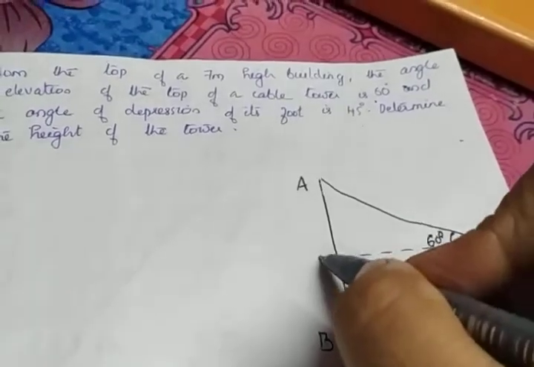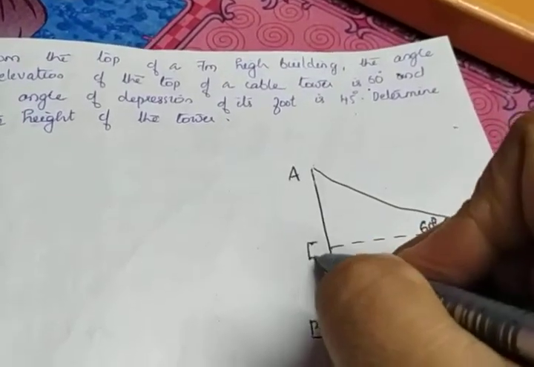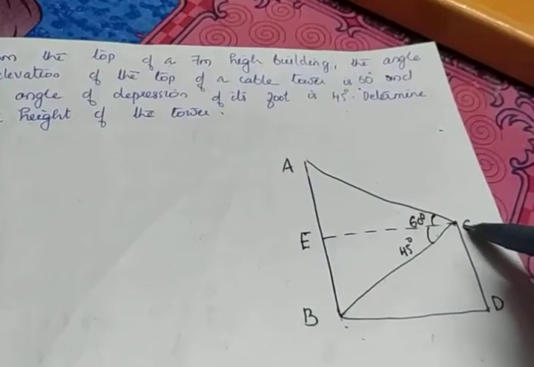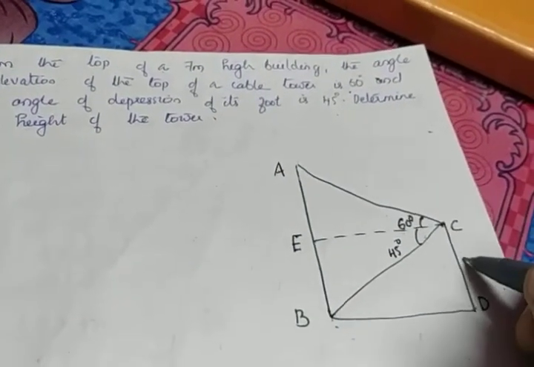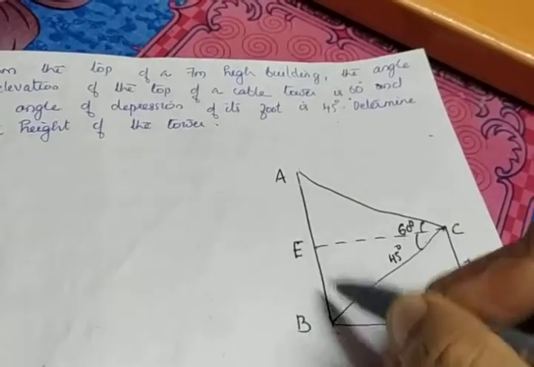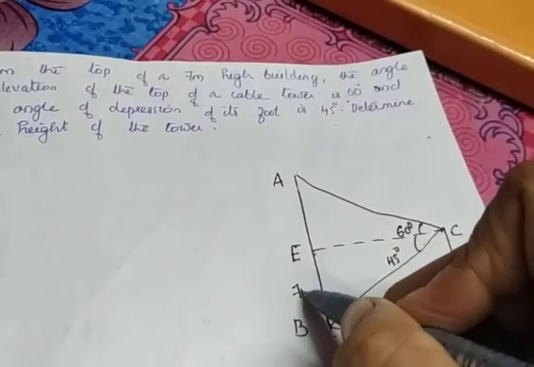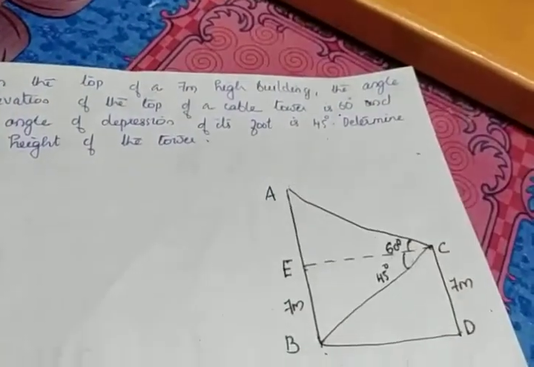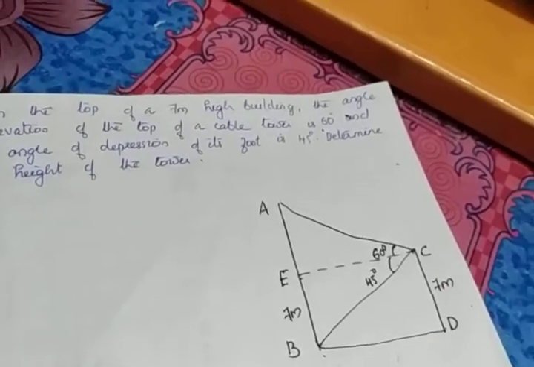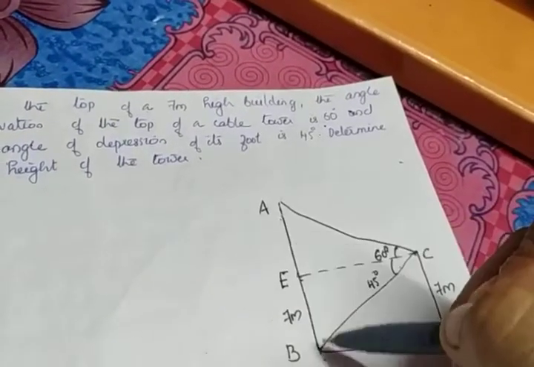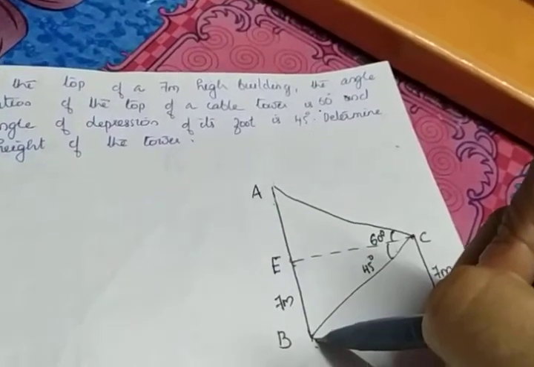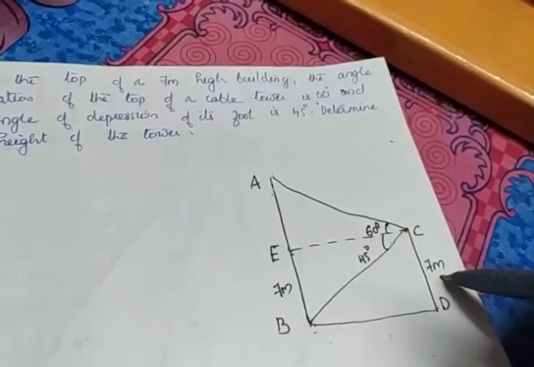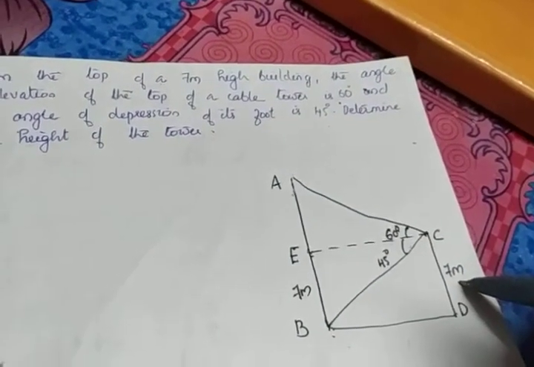Okay, I am marking this point as E. So the length of CD, that is the height of the building, which is given as 7 meter, will be the same as length of BE, which is 7 meter. Length means it is actually the height. And the question is to find AB. Okay, so instead of finding AB, it is enough to find AE and just add BE, because BE is 7 meters, same as the height of the building.